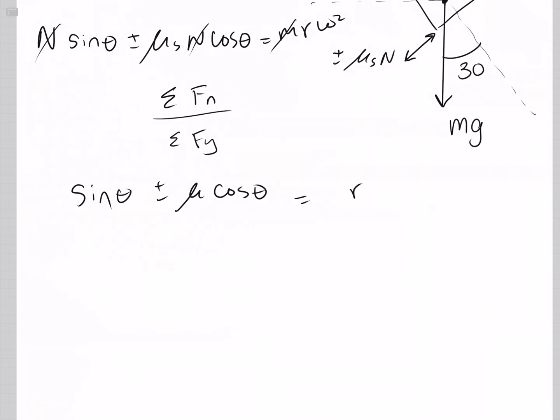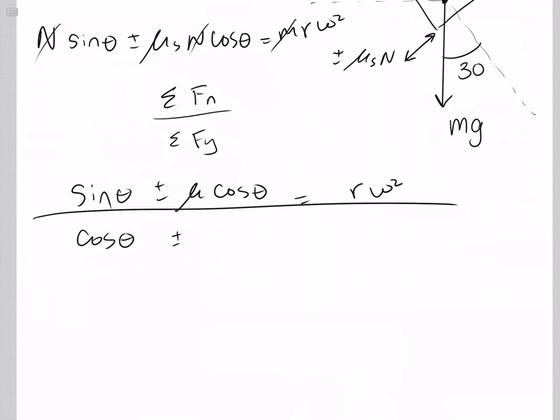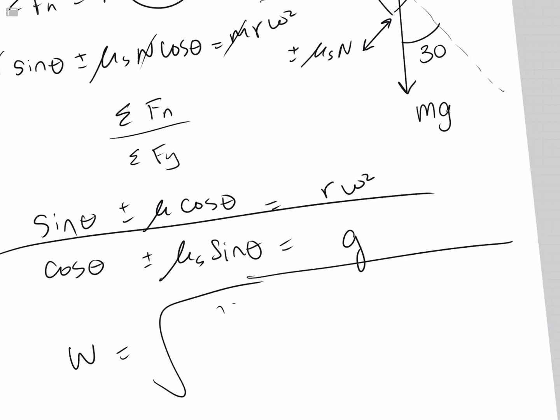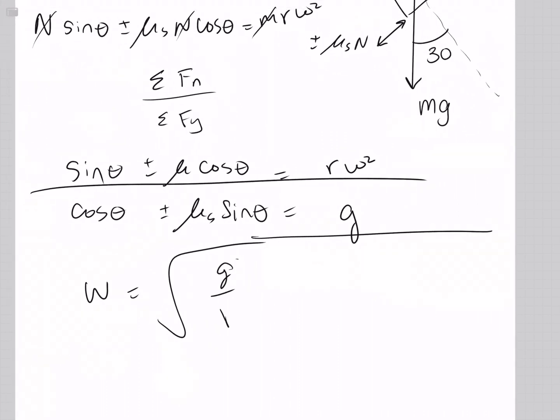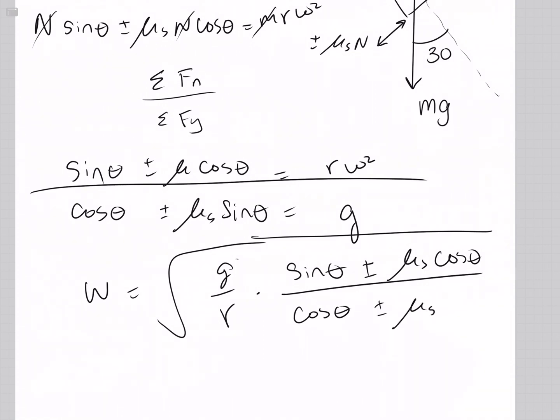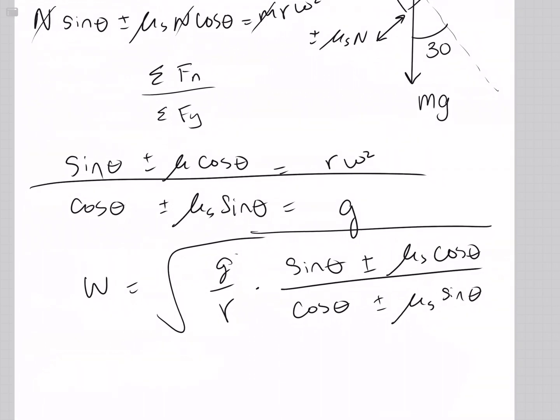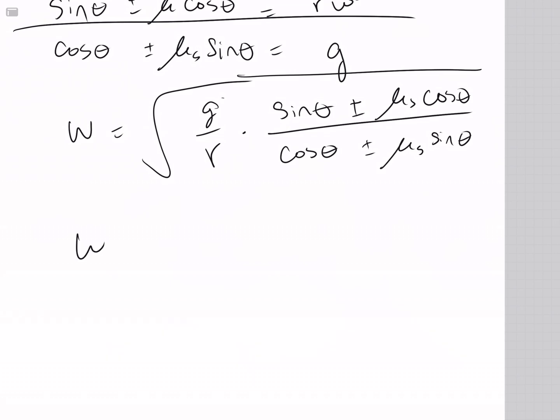What that looks like is sine theta plus and minus mu cosine theta equals r omega squared, without the N and without the m, all over cosine theta plus and minus mu s sine theta equals g. Here, the m's canceled out, and here, all of the N's canceled out. So this is a much simpler equation, and our only unknown is omega. Solving for omega, you get that g over r times sine theta plus and minus mu s cosine theta over cosine theta plus and minus mu s sine theta.